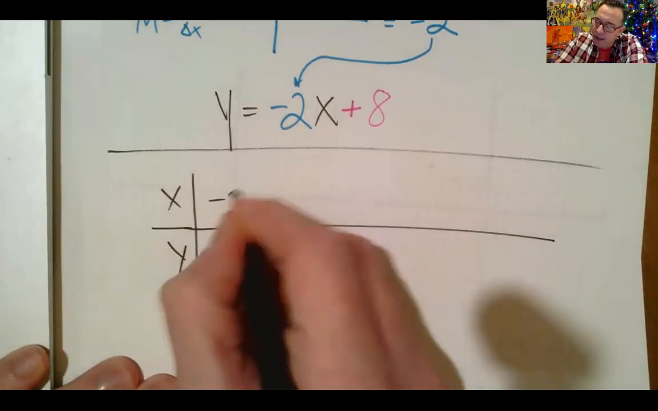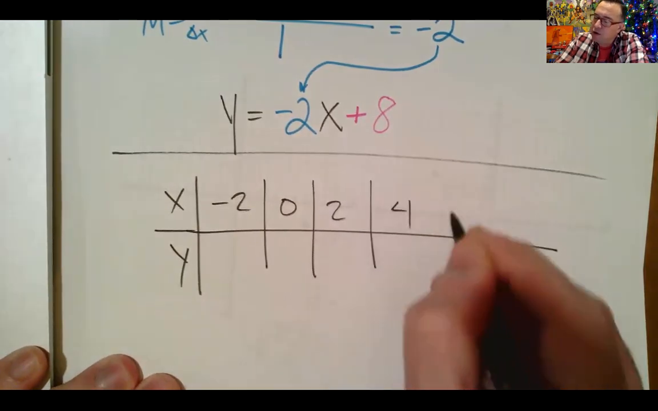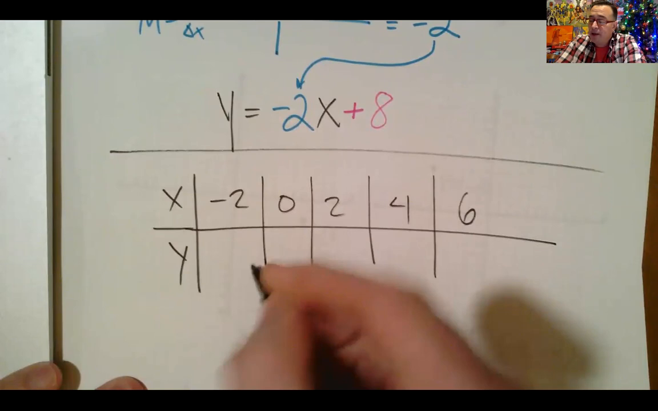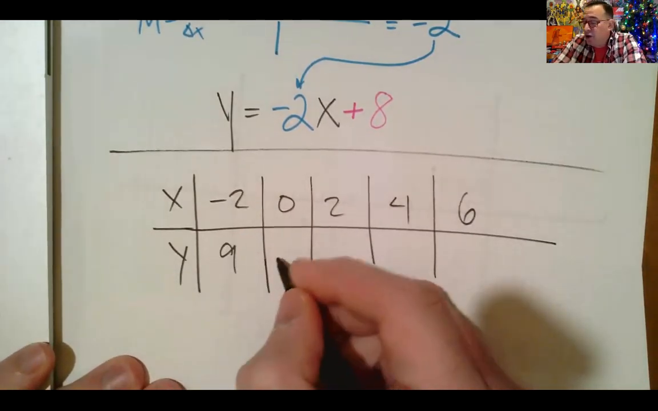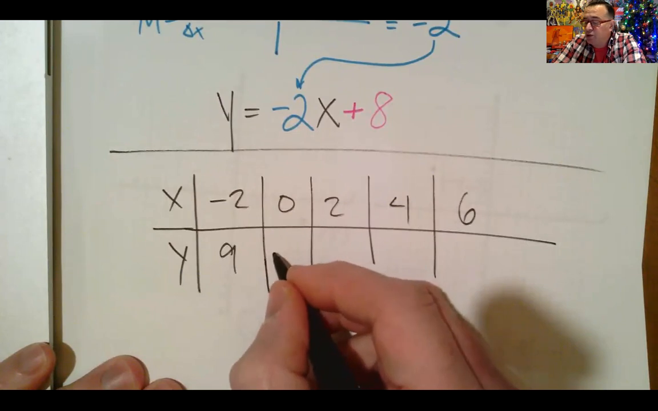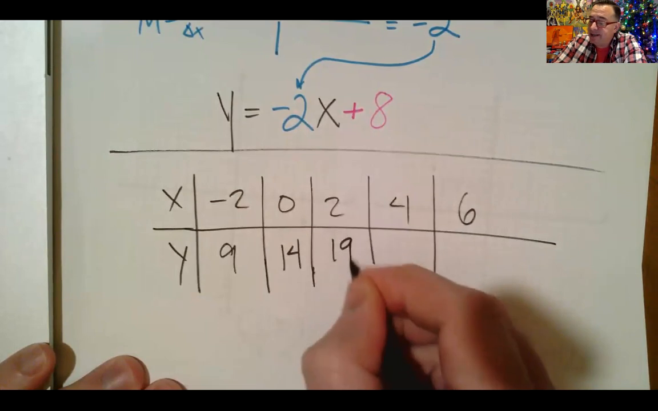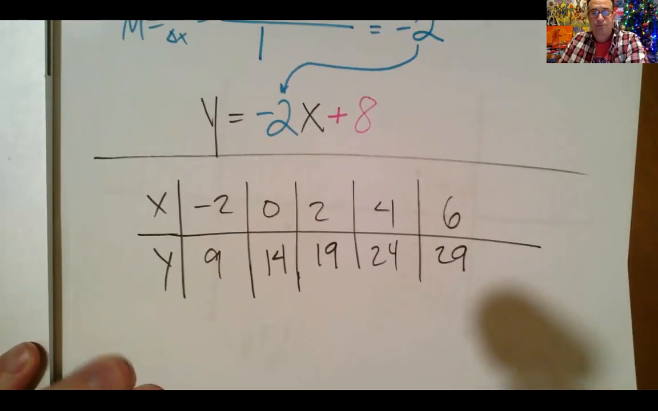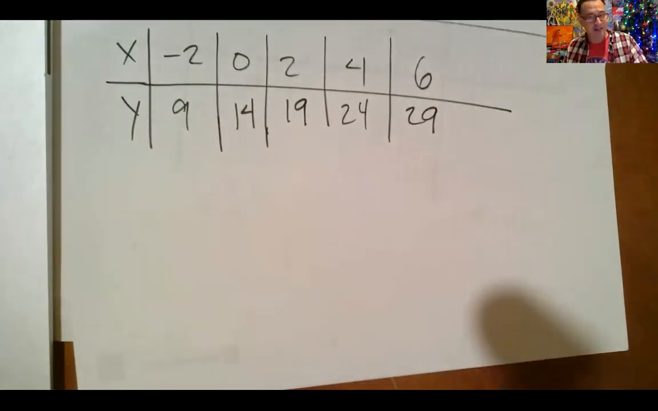Okay. -2, 0, 2, 4, 6. And then over here, I'm going to go 9. Oh, let's do this. 9, 14, 19, 24, 29. Okay. Same thing that we did before. We find the slope, we find the 0 term, we make our equation.